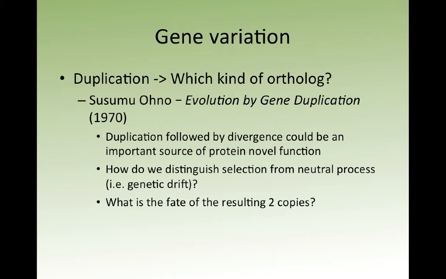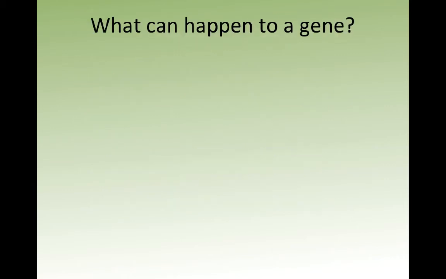What we found in that process is that if you do have duplication, you have to think about what is going to be the resulting fate of these two copies. How does this function arise? And how can we distinguish what is functionally important and what is just the result of neutral processes? These are all questions that came about basically through the work of Ohno, and people have been invoking his work ever since.